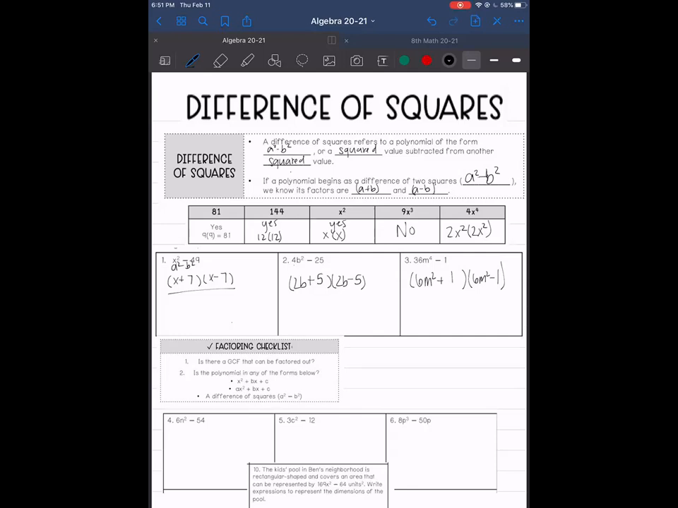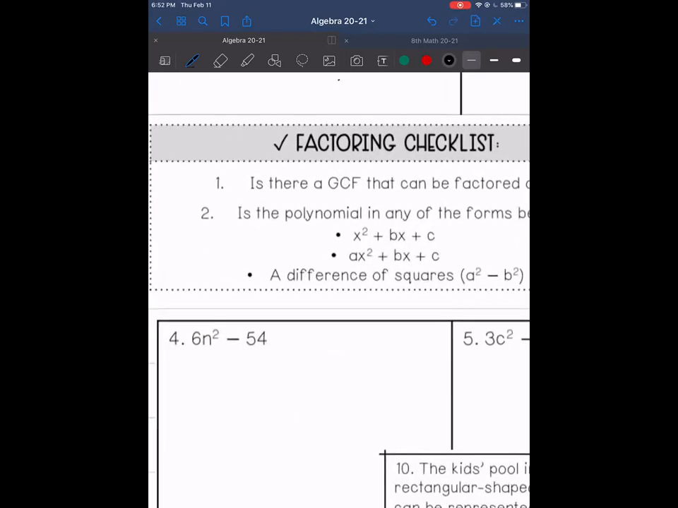So let's go look at number 4. Looking at this, I know that 6 is not a perfect square. There's nothing that's a number times itself to equal 6. But I also know that I can take 54 and divide it by 6. So I'm going to do that. That's my greatest common factor. I'm going to take out a 6, divide by 6, divide by 6. That leaves me with n squared minus 9.